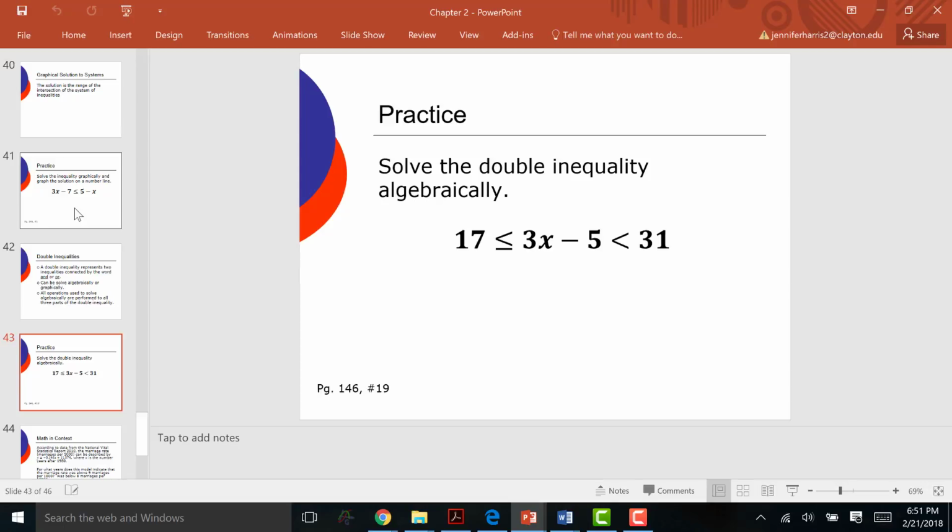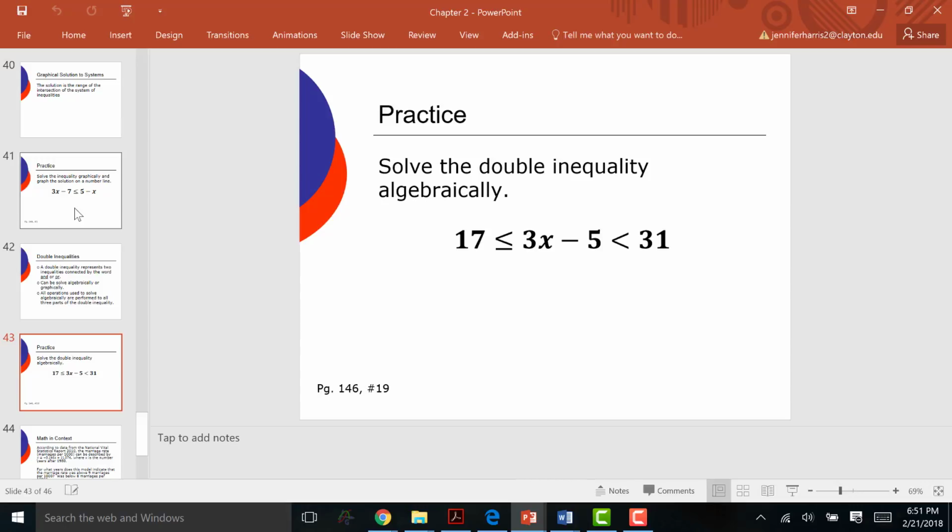22 is less than or equal to. The -5 and +5 cancel. What's in the middle? 3x, less than what? 36. 36, okay. Do we have 3 by itself in the middle yet? No. What should I do? Divide by 3. Divide everything on the left, right, and the middle by 3.